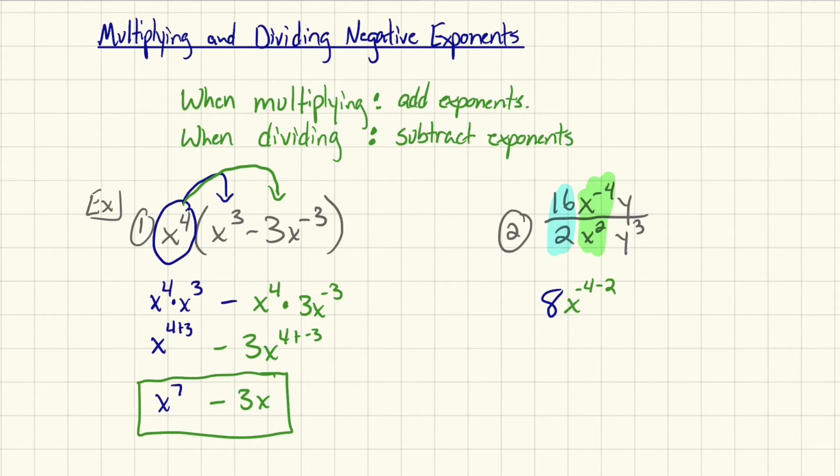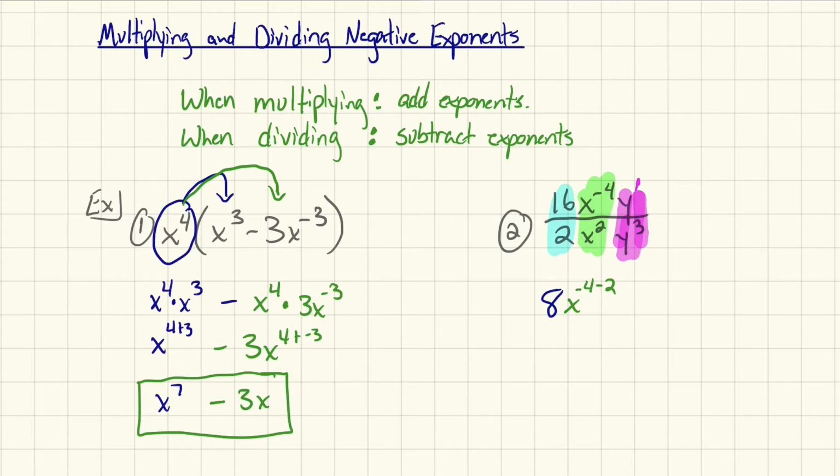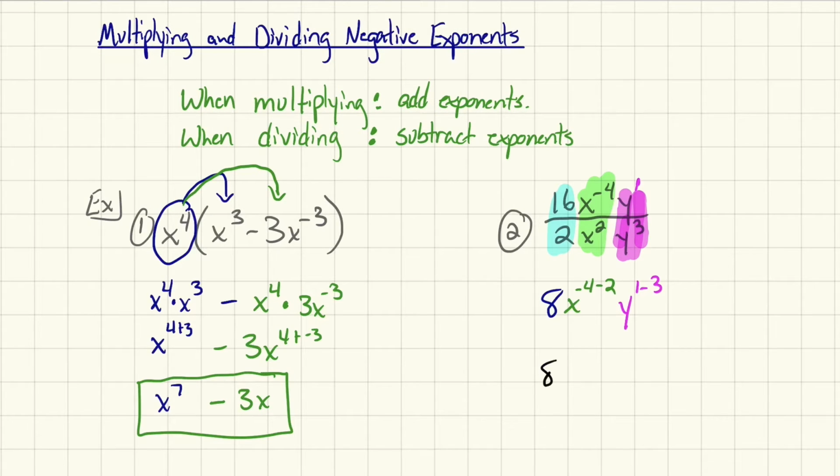And for our third piece, we have y divided by y to the third power. I will say, remember that the y that we have is going to be y to the first, even though it's not written. So that's y to the 1 minus 3. So all we did is we started at the top, we subtracted the bottom exponents, and now all we have to do to finish off the problem is simplify. So we end up with 8. 4 minus 2 is 2, and 1 minus 3 is negative 2.